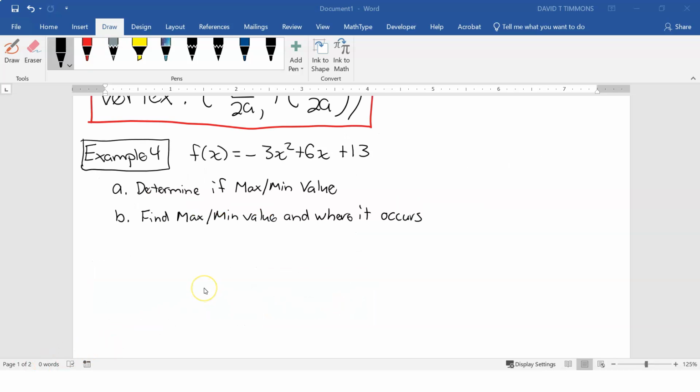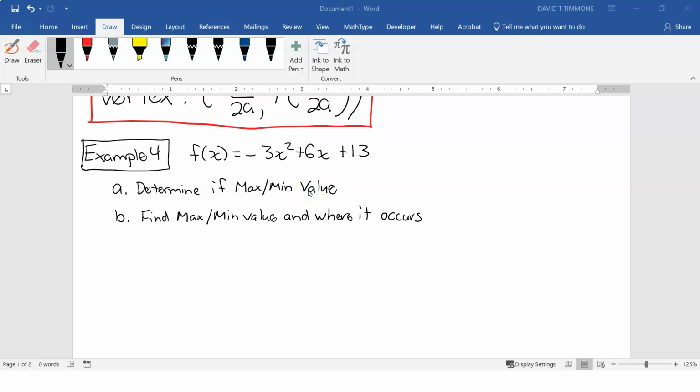Let's look at example 4 from page 353 of your textbook. They give us a quadratic function in general form, f of x equals minus 3x squared plus 6x plus 13. And they ask, determine if it has a maximum or minimum value without graphing. And we don't have to graph it.